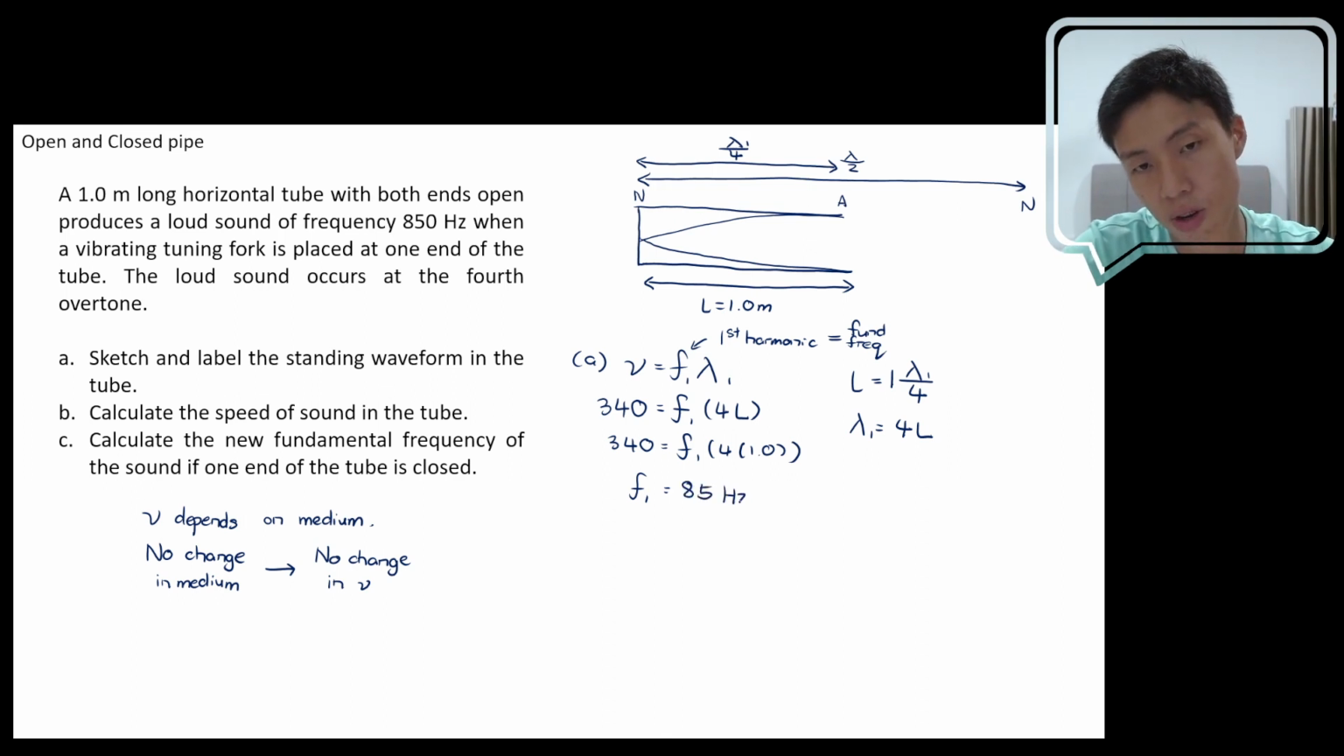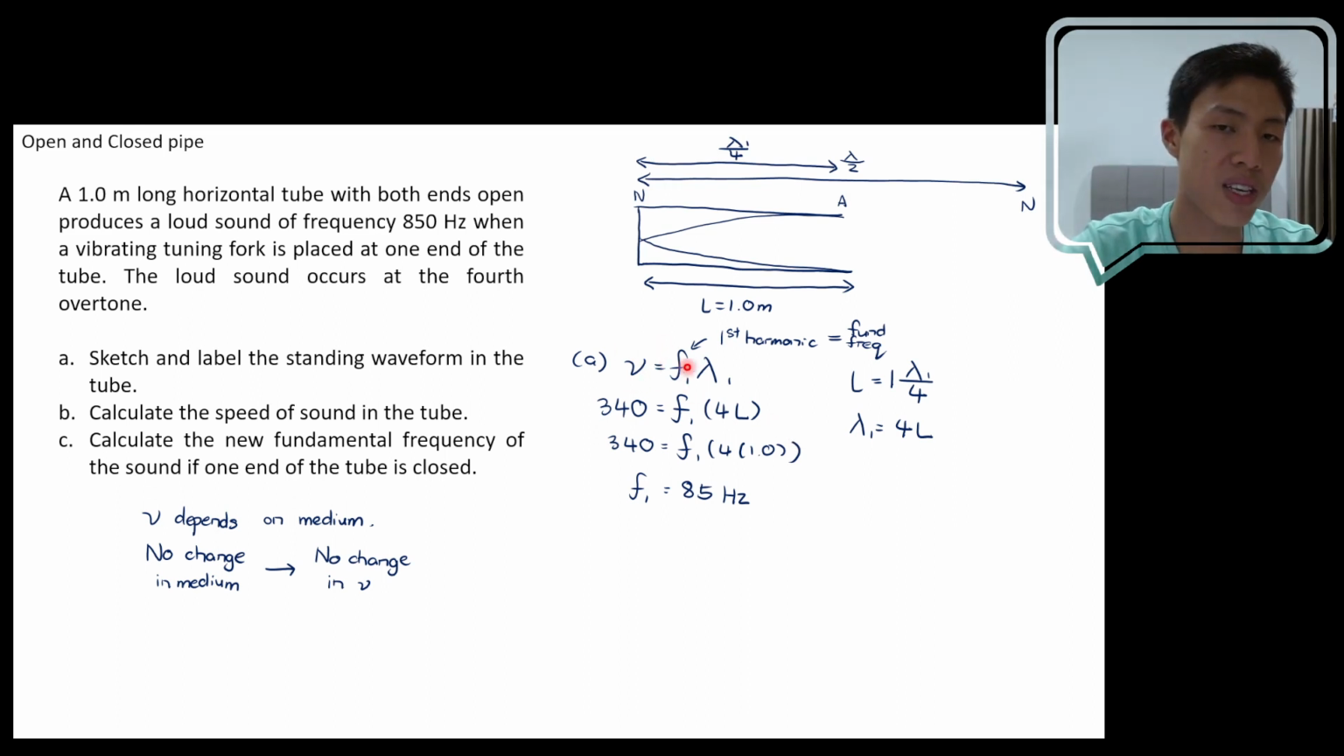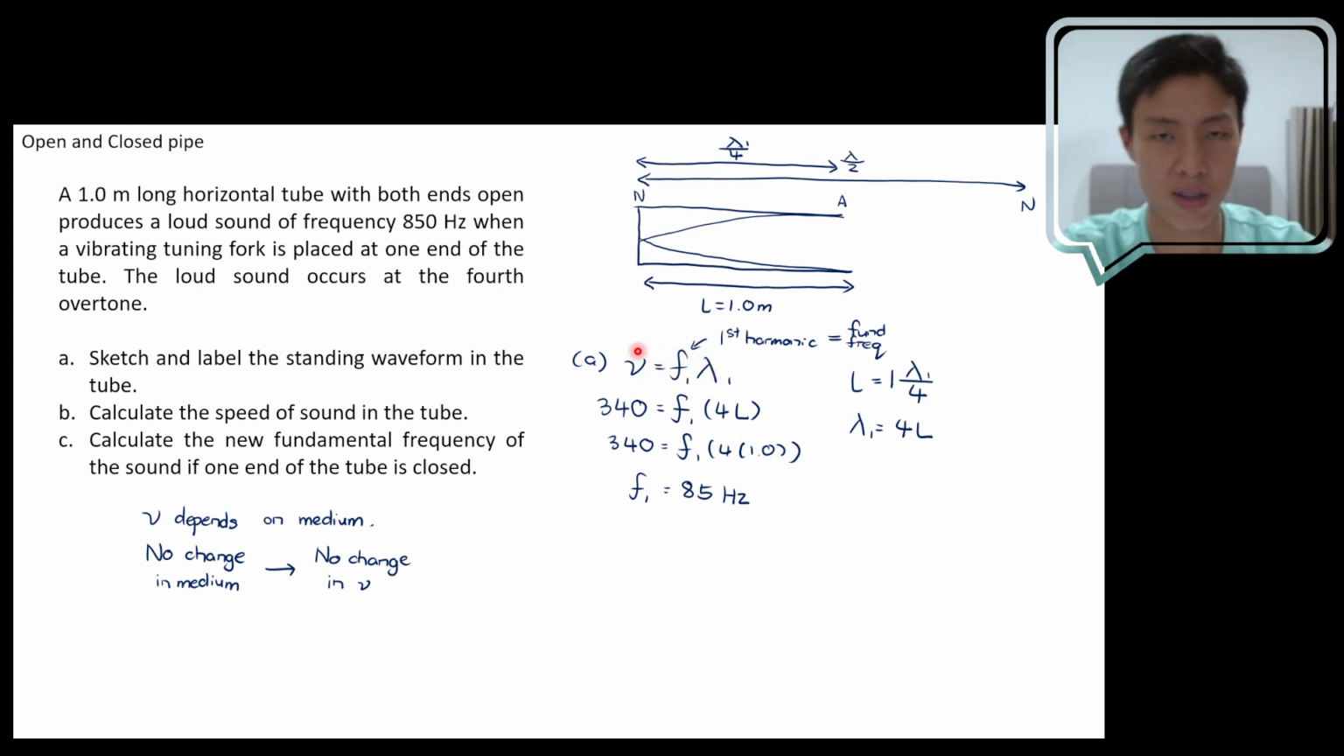So nothing too complicated here. If they ask for the speed or the frequency, you can do it using V = f lambda, but always find the wavelength first. What's the relationship with the length of the pipe? Find the relationship between the wavelength and the length of the pipe, then the rest should be easy enough really. So this is how you solve a question regarding open and closed pipes.